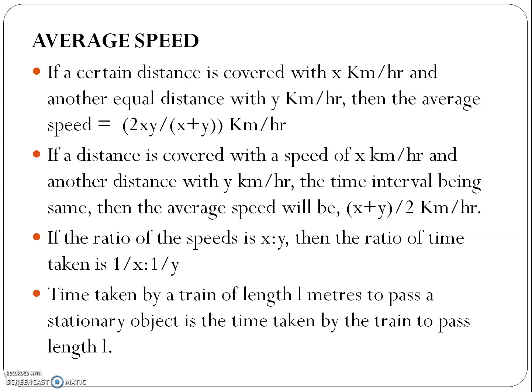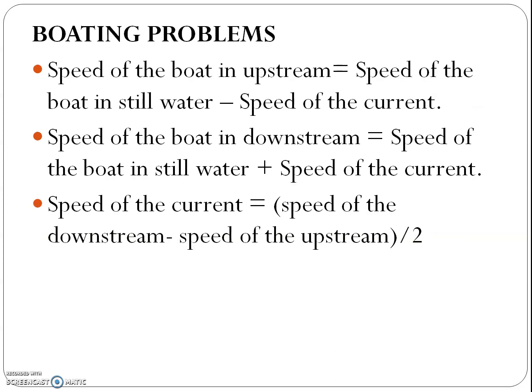The time taken by a train of length L meters to pass a stationary object, maybe a pole, is the time taken by the train to pass length L. Boating problems: speed of the boat in upstream will be equal to speed of the boat in still water minus speed of the current. Speed of the boat in downstream will be equal to speed of the boat in still water plus speed of the current. Using these two relations, we get the formula: speed of the current equals 1 by 2 into (speed of the downstream minus speed of the upstream).